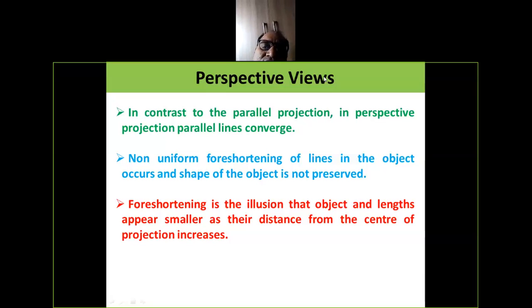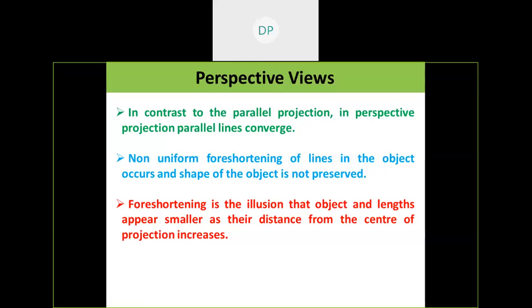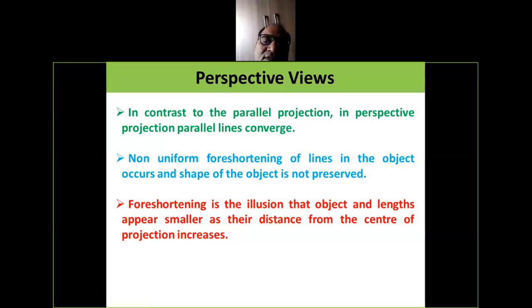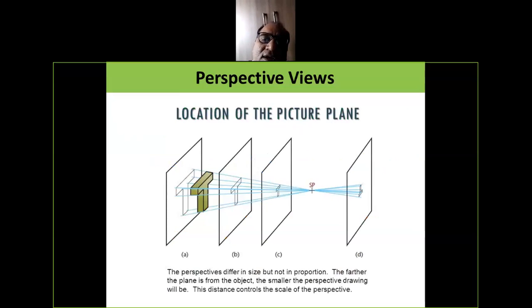Foreshortening is the illusion that objects appear smaller as the distance from the center of projection increases. So in foreshortening, the length is smaller as the distance is increased. Now the location of the perspective view also depends on the location of the picture plane.